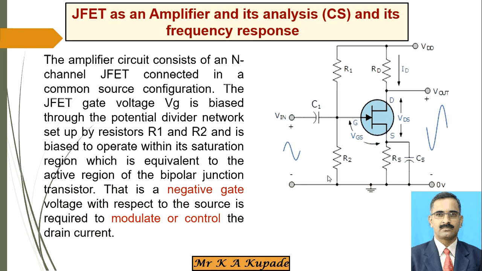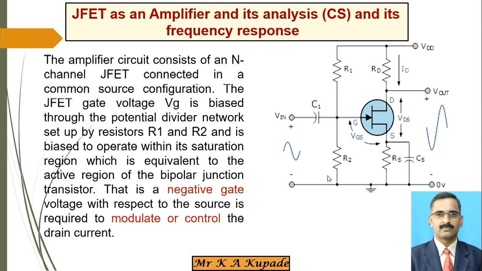And here the gate voltage, that means VG, is biased through the potential divider, the resistor R1 and R2 network, and this biases the transistor to operate within the saturation region, which is equivalent to the active region of a bipolar junction transistor. That means whatever biasing concept is considered in a bipolar junction transistor, that same concept is utilized for this particular common source JFET amplifier.